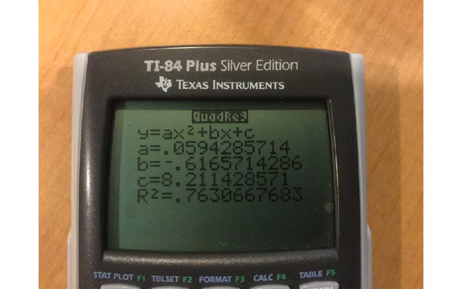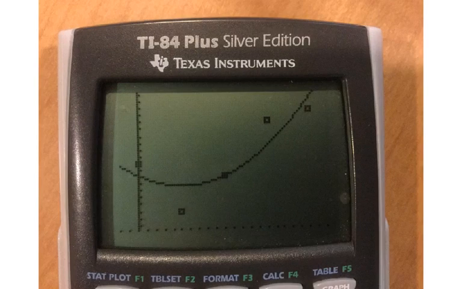And when you use that storing into Y1, it doesn't store a rounded off version of this equation. It puts the entire equation in, which is better for us rather than rounding everything to nearest hundredth or thousandth or something. So now when you hit graph, because we've already turned the stat plot on and we just saved our equation in Y1, you see your little boxes, and now here's your quadratic curve.